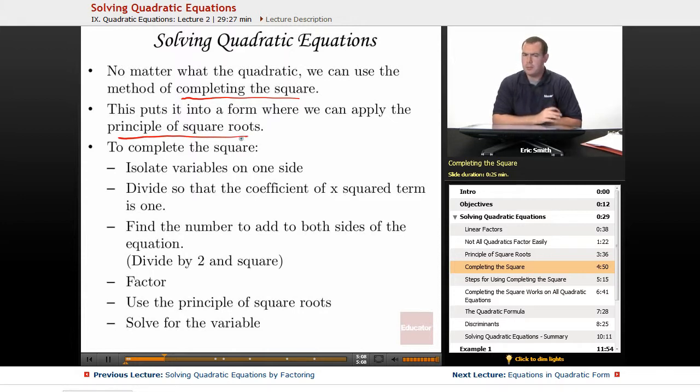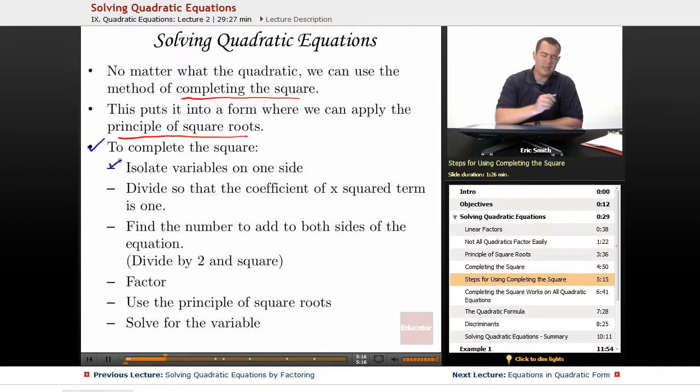The process of completing the square is a little bit lengthy, so let me walk you through how the completing the square works. The first thing that you want to do is really isolate your variables to one side, so get all your x's on one side. If it doesn't have a variable, go ahead and put it on the other side of the equation for now. Then you're going to want to make sure that the coefficient on your x squared term is 1. If it's anything other than 1, then go ahead and divide everything by that number.